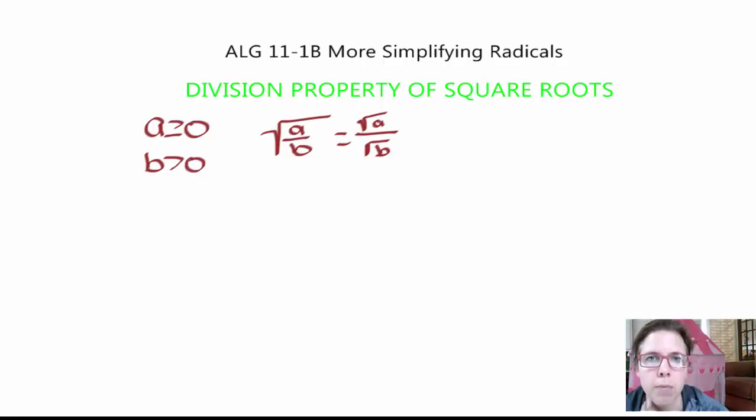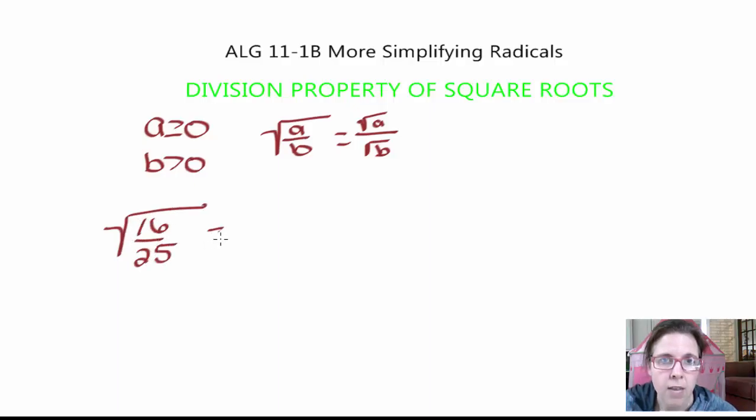Okay, 11.1b, more simplifying radicals. Before, on 11.1a, we did multiplying, but now we're going to divide. A few examples, which we've already learned this part. If it's the square root of 16 over 25, that's the same as the square root of 16 over the square root of 25, which is 4 over 5.